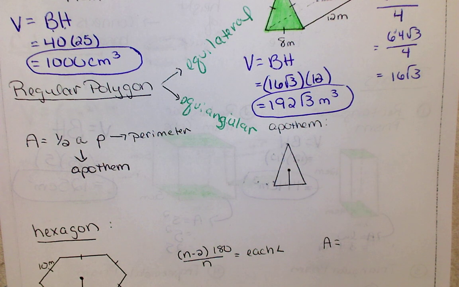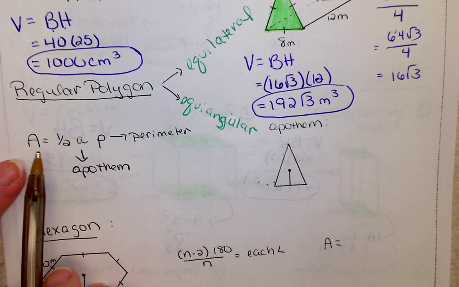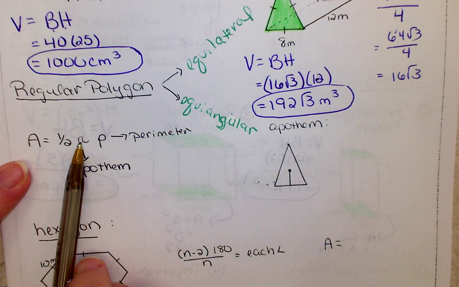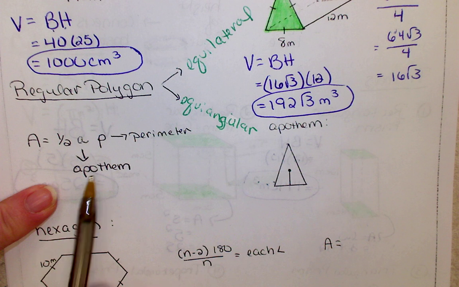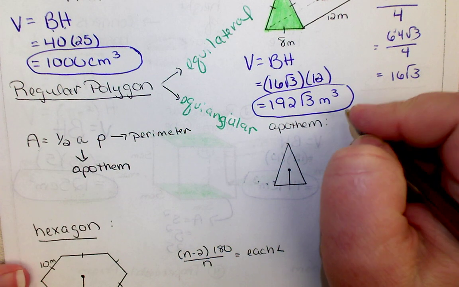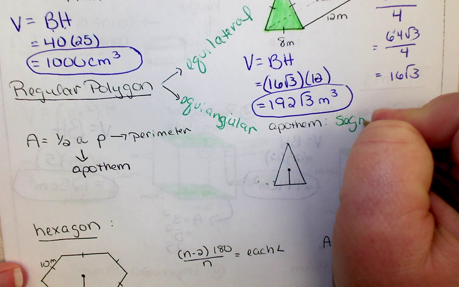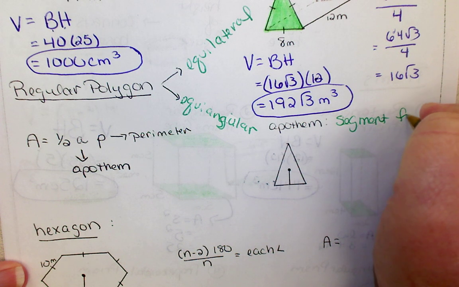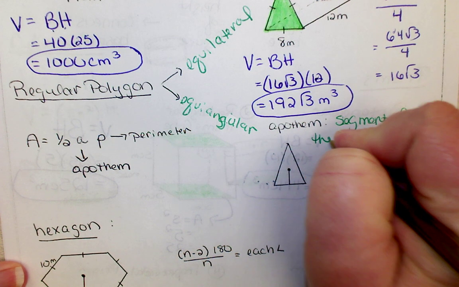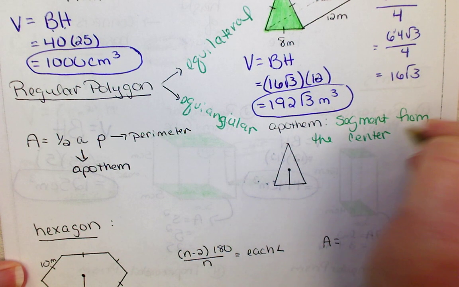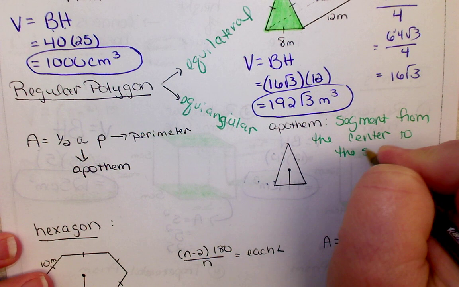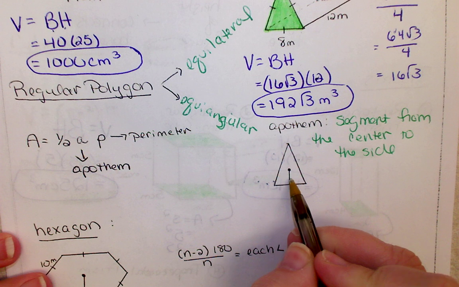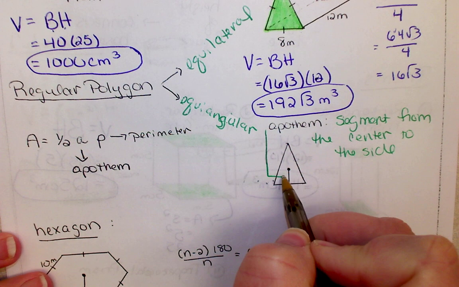The area formula for a regular polygon is area is equal to 1/2 the apothem times the perimeter. All right, the apothem. All right, what is an apothem? An apothem is simply the segment from the center of the figure to the side. Okay, so right here, this is an apothem.